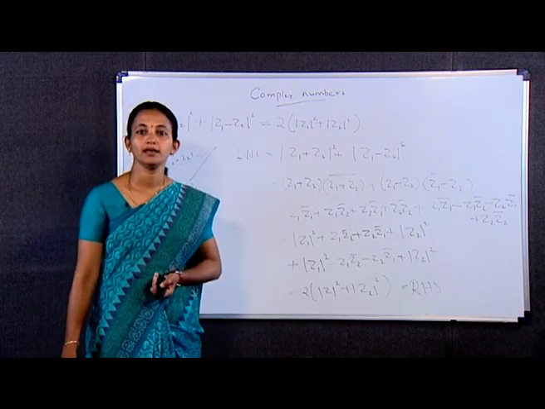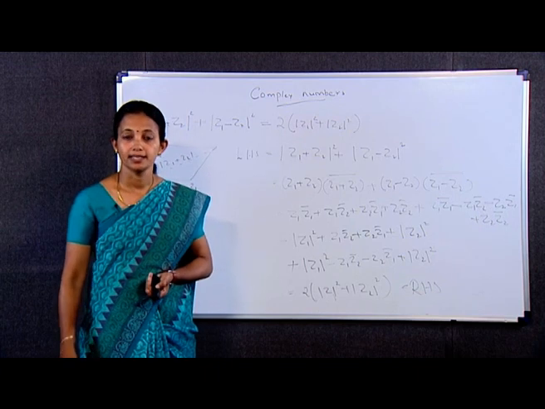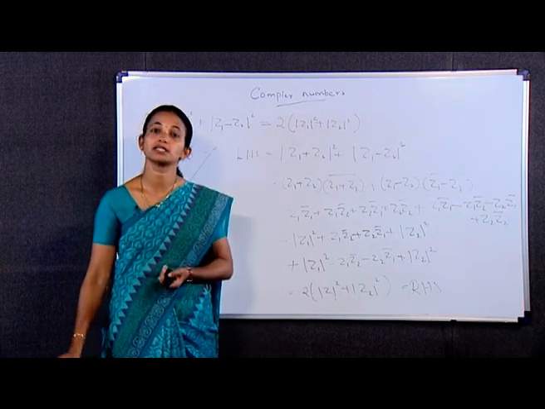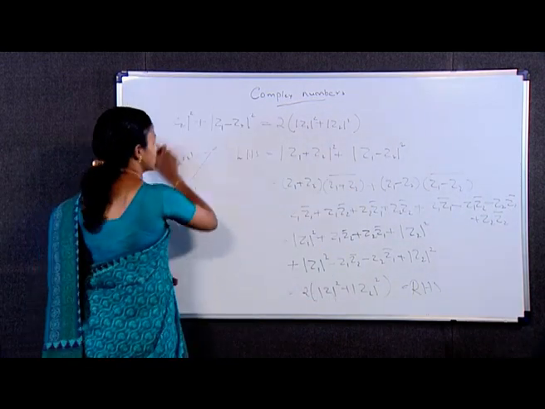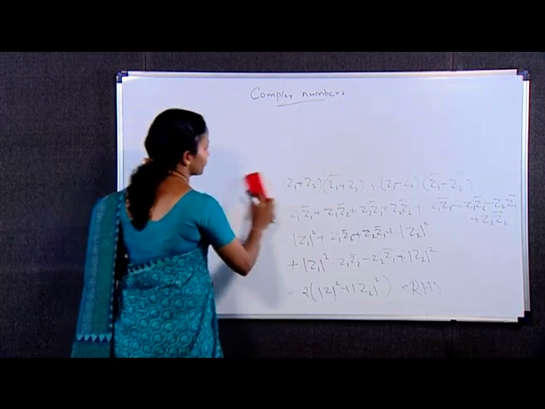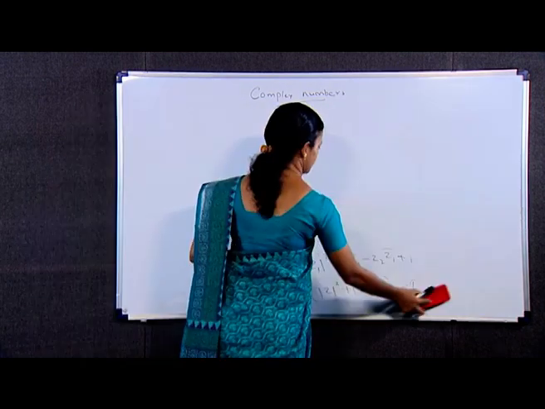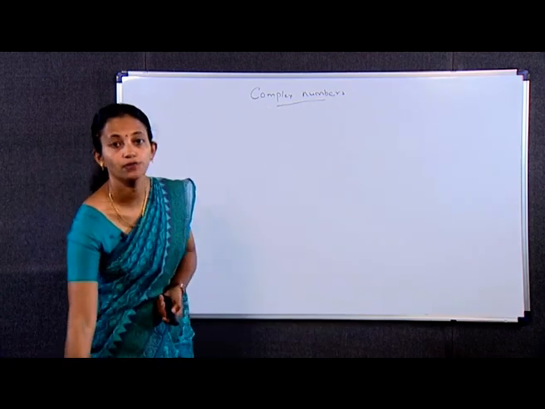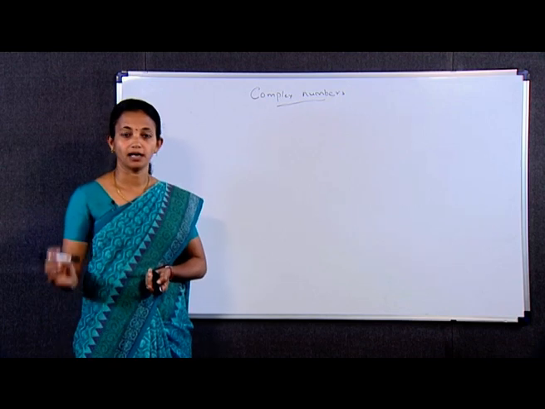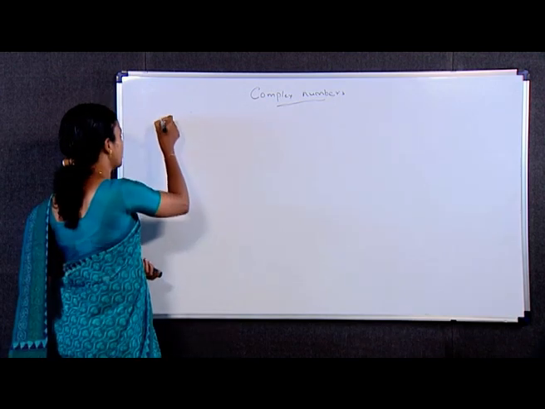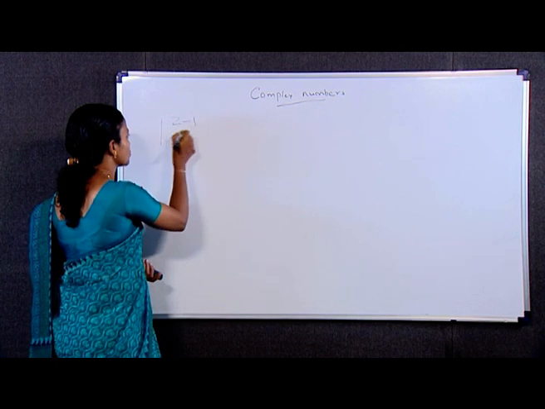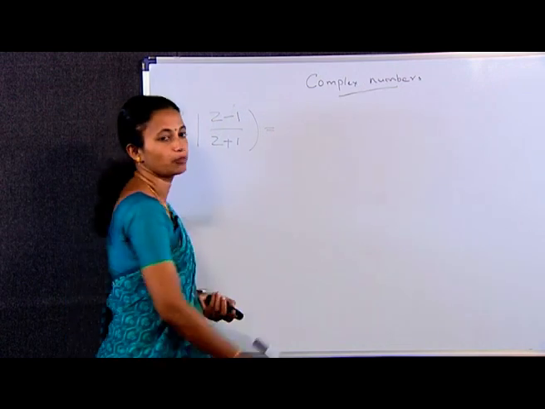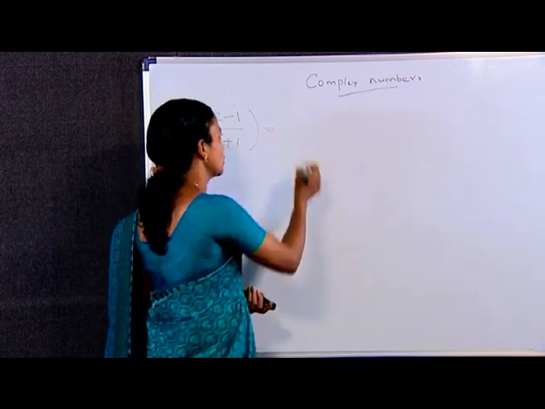Next we have to find the locus of the point set satisfying the condition, that is, modulus of Z minus 1 by Z plus 1 is equal to lambda. It's not i, it's 1.